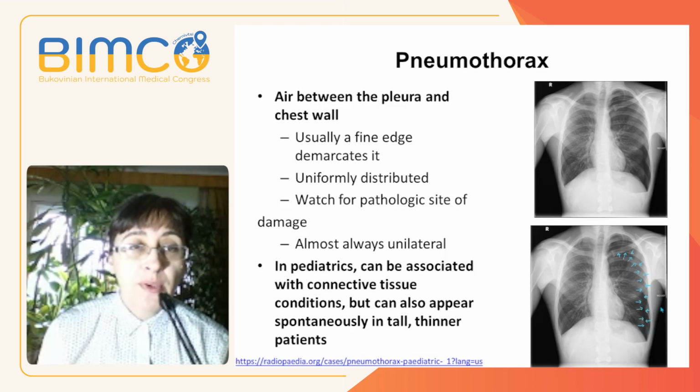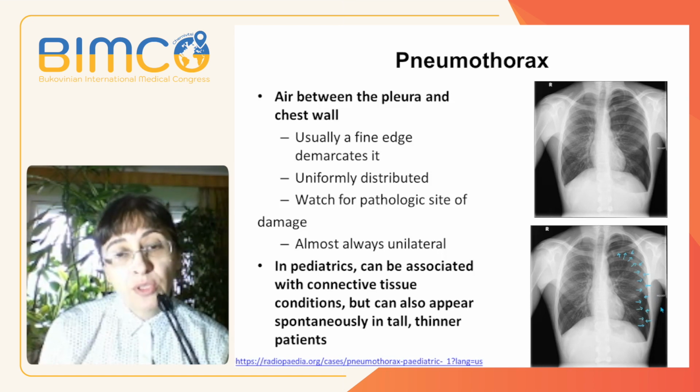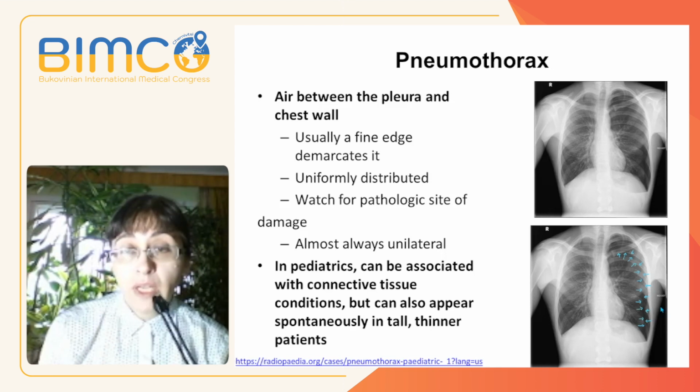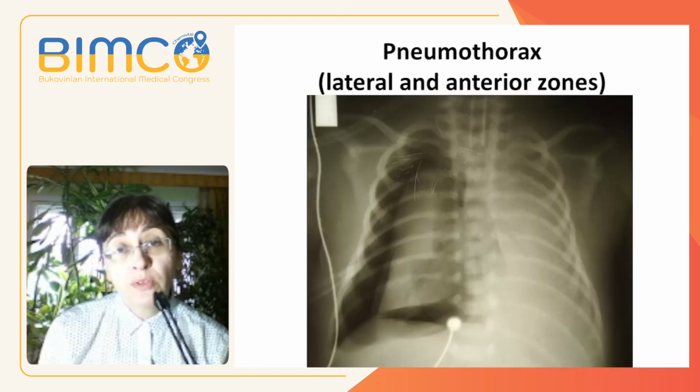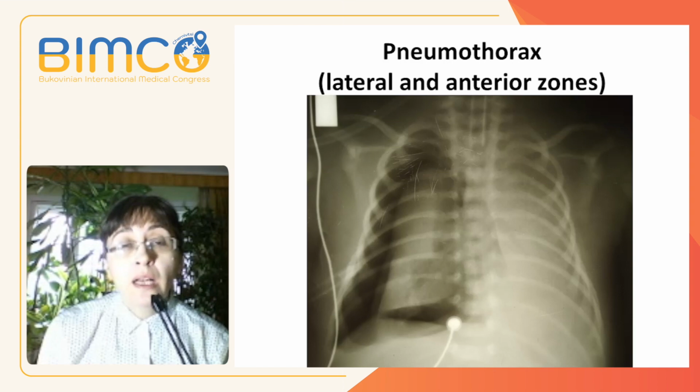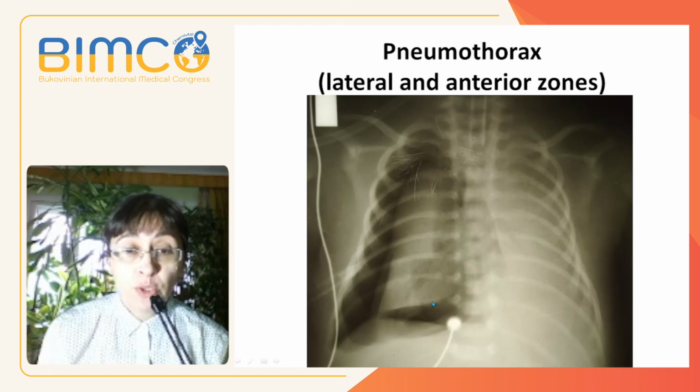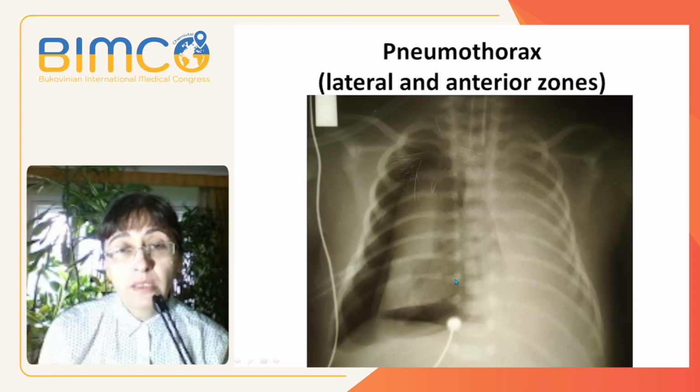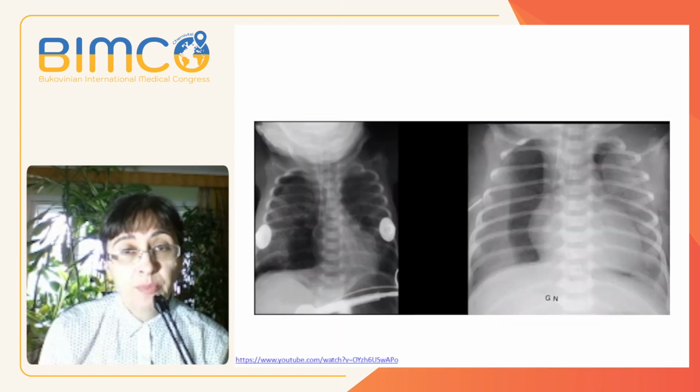You have to describe whether it is on both sides. Mostly it is located on one side, and in childhood it is associated with connective tissue conditions, and can also appear spontaneously. How to describe it? For example, on this chest X-ray we may see a right-sided pneumothorax located in the lateral and anterior zones with lung atelectasis, and the child is rather young. This is a newborn's chest X-ray.